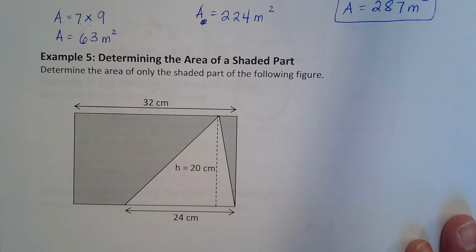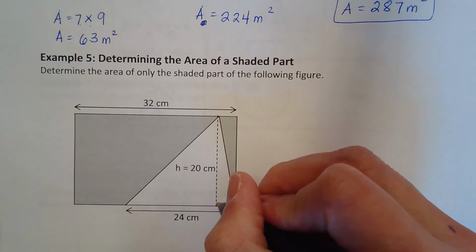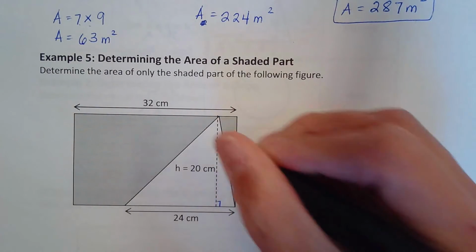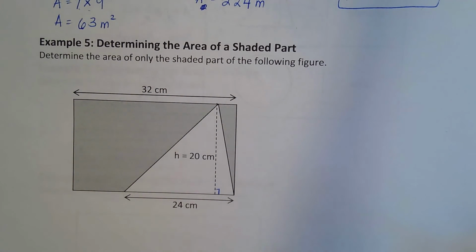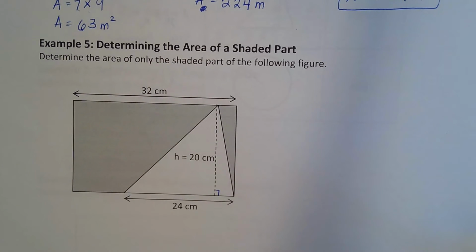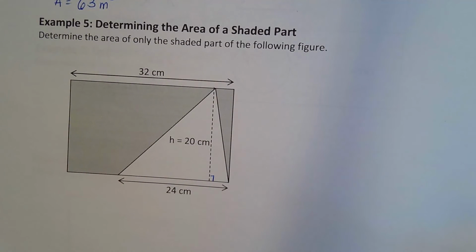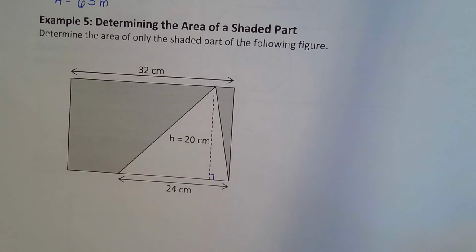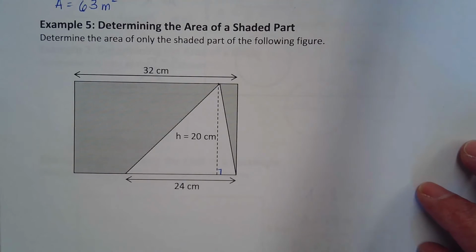Does anybody else see things differently? What else do you see? You see a dotted line there? This dotted line is the height of the triangle. And remember, when we talk about the height, it's always straight up, right? It's not slanted, it's always straight up. Good, you were able to visualize this.